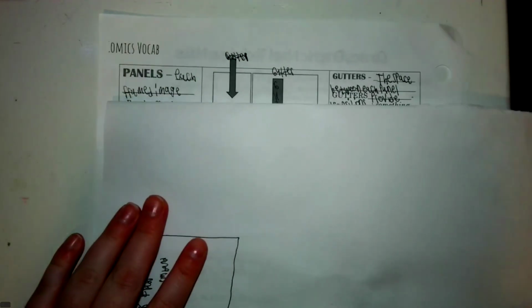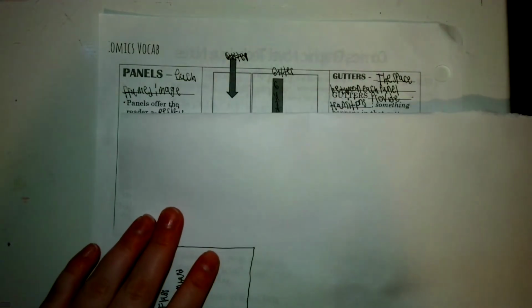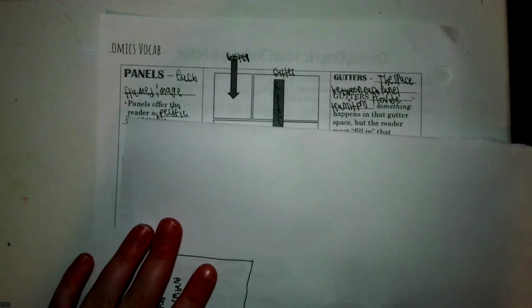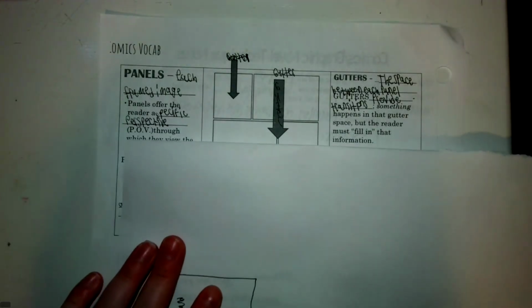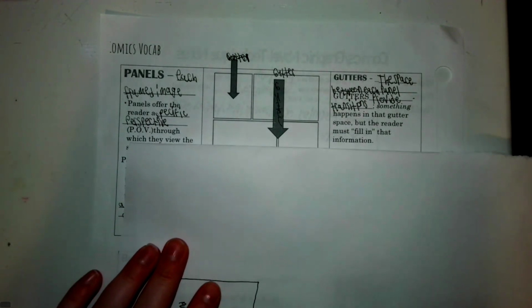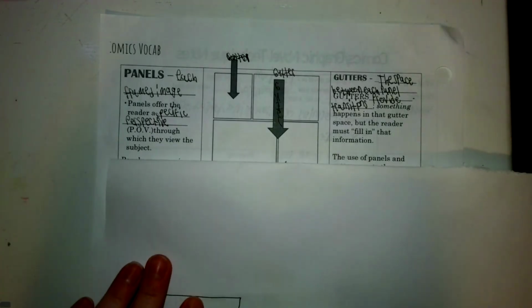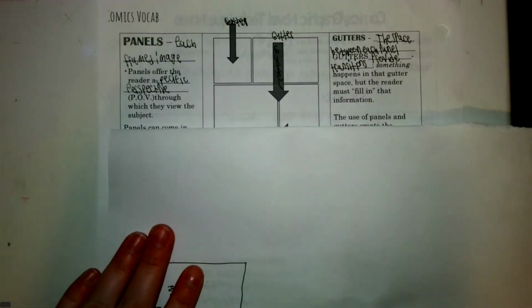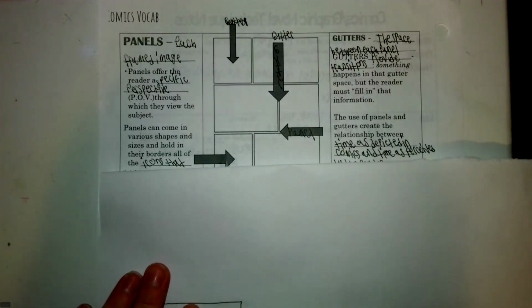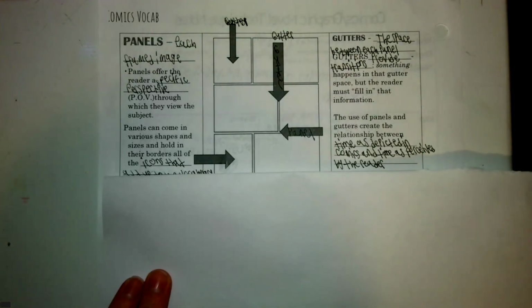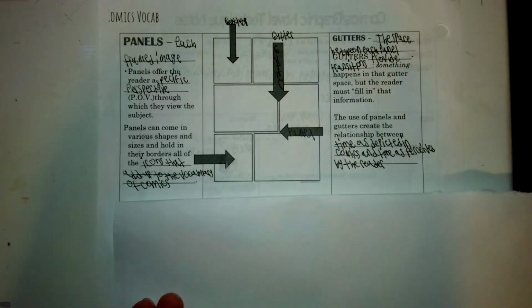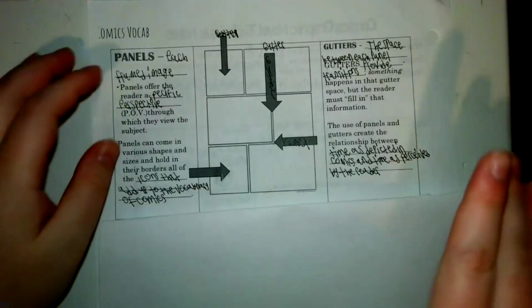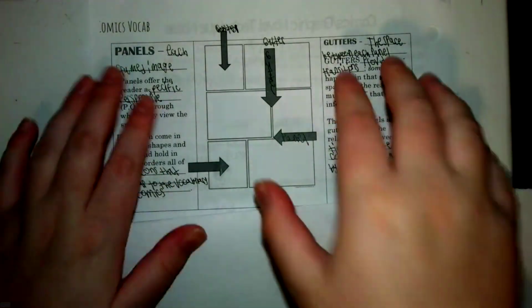So, what are panels? Panels are each framed image. Panels offer the reader a specific perspective, the POV, or point of view, through which they view the subject. Panels come in various shapes and sizes and hold within their borders the icons that add up to the vocabulary of comics. So this is kind of how a comic and a graphic novel are set up. They're set up very similarly.